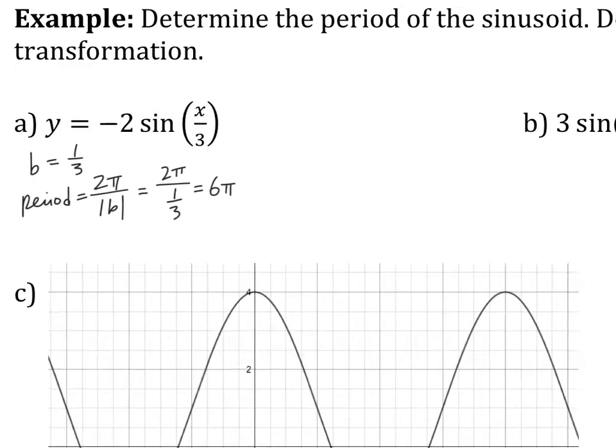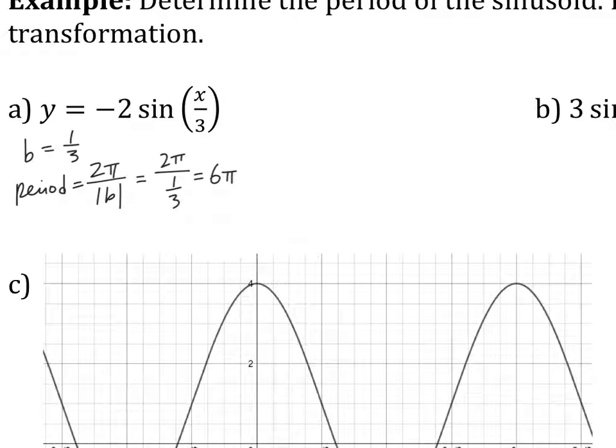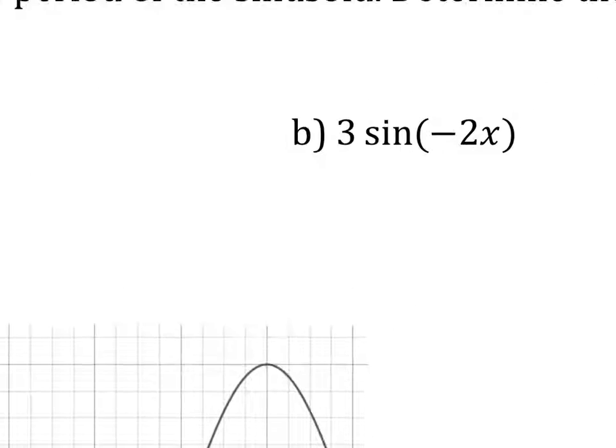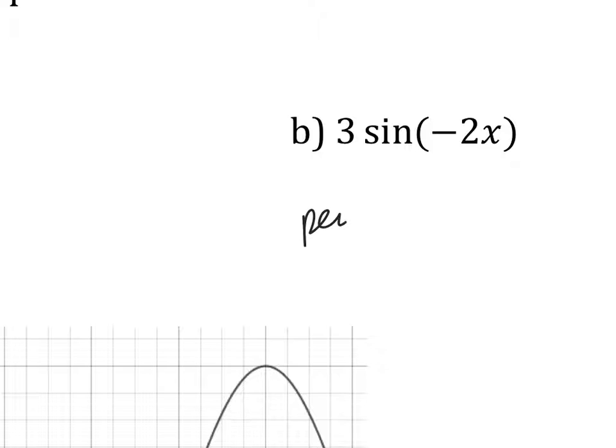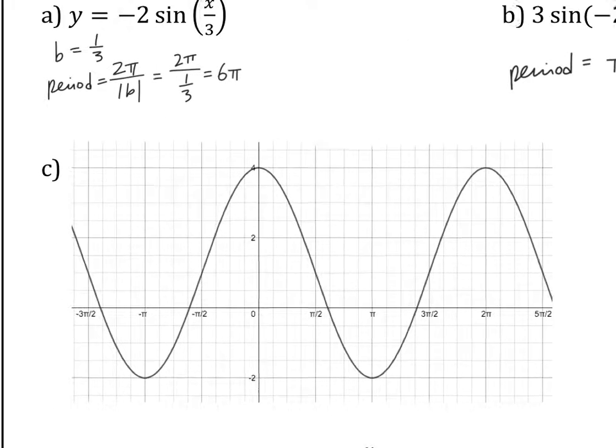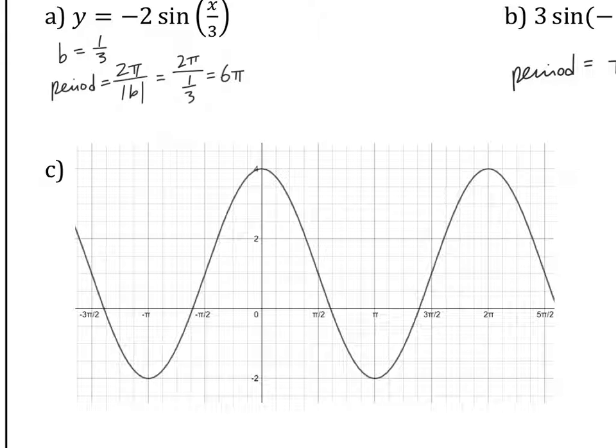All right, let's have you guys do B and C. All right, let's look at it. So let's do Lisa. Lisa, what is the period for B? Pi. And then Jingzi, what is the period for C? 2 pi.